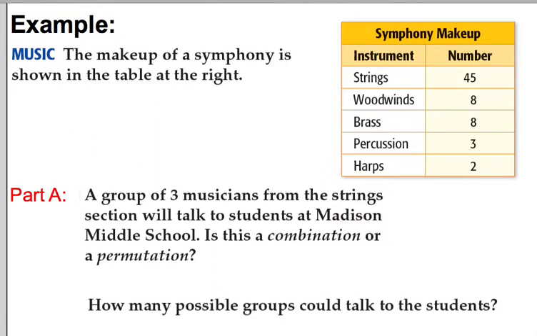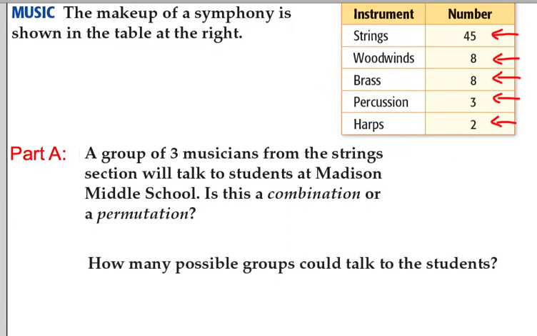So a music class has the strings, woodwinds, brass, percussion, and harps. And these are the makeup of the students on the right. So there are 45 students in string, 8 woodwinds, 8 brass, 3 percussion, 2 harps. Question A. A group of 3 musicians from the string section will talk to the students at Madison Middle School. Is this a combination or a permutation? A group of 3 students from the string section.